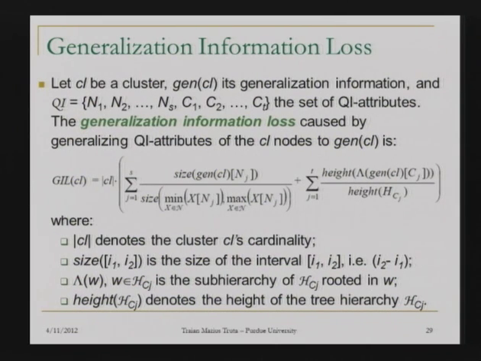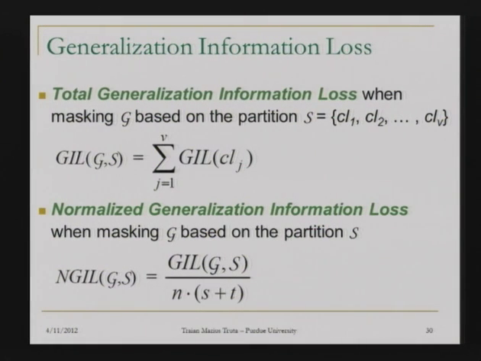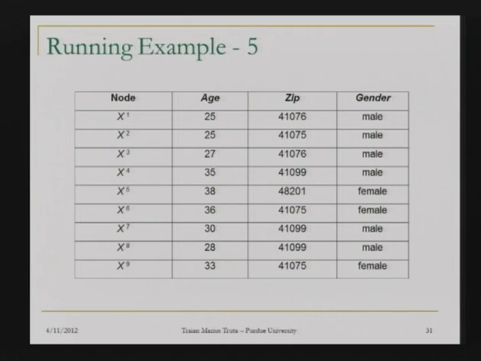For generalization information loss, this is not a new measure. It's a measure that Dr. Bertino with one of her students used before. Dr. Bertino might be able to explain it better than me. Anyway, I don't want to explain in detail. What I want is to look at an example, because it's a lot easier than that. And for normalized generalization information loss, we just bring it to 0 and 1. But let's look at the example, going back to the previous example.